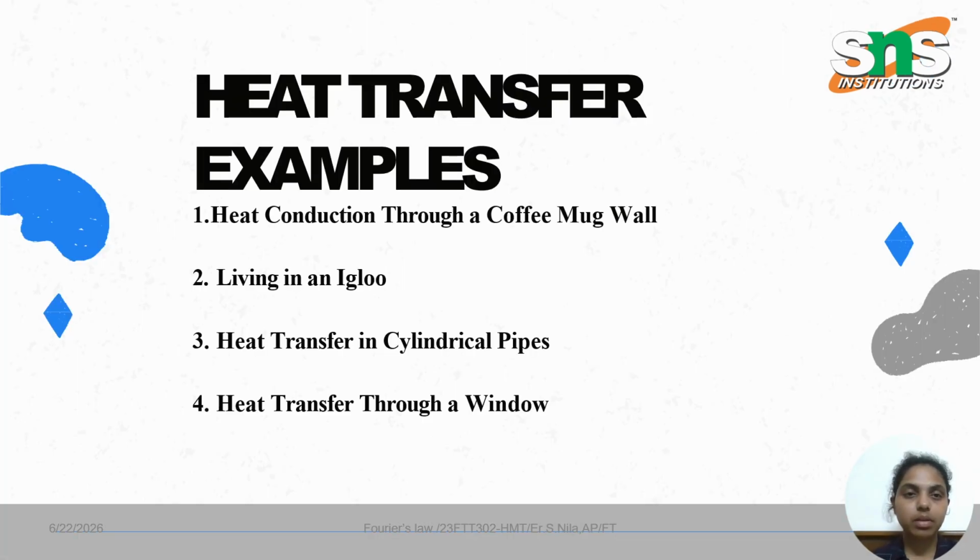Let us look at some real life examples. Heat conduction through a coffee mug wall: why does the outside feel warm? Living in an igloo: snow's low conductivity traps heat inside. And heat transfer in cylindrical pipes, so important for steam lines in food plants.